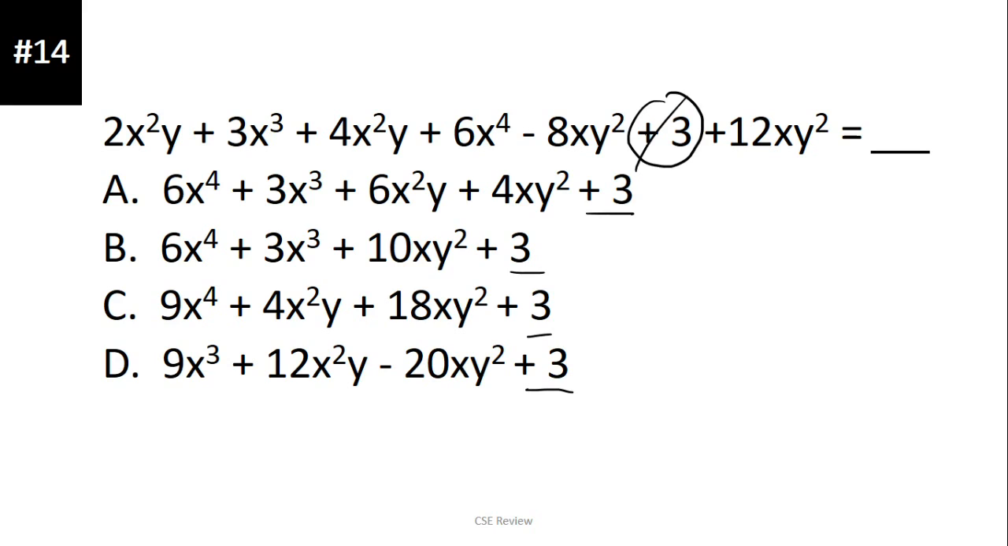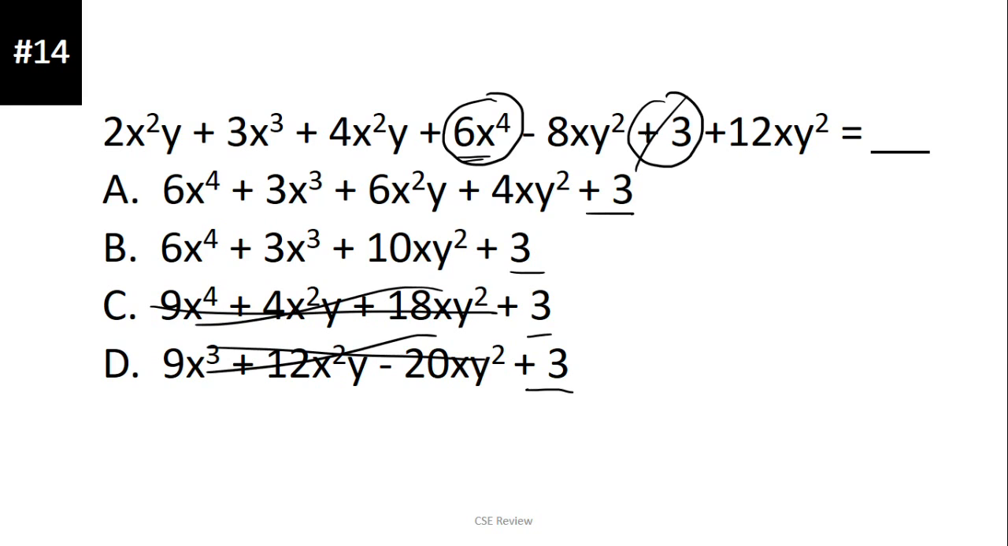Ngayon, ang unang tanong ko sa sarili ko, anong tama? 6x to the 4th o 9x to the 4th o 9x to the 3rd? Kasi kung alam ko na yan, ma-eliminate ko na yung iba. Ngayon, hanapin natin yung 6x to the 4th. Meron bang ibang x to the 4th? We have this one, right? Meron bang iba? Wala. Ngayon, kung wala siyang kapareho, ibig sabihin hindi siya magbabago. So, ibig sabihin, nasa final answer mo na yung 6x to the 4th. Ibig sabihin, hindi na ito pwedeng sagot, hindi na ito pwedeng sagot.